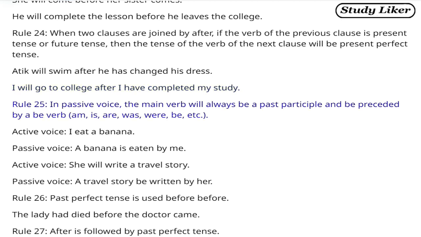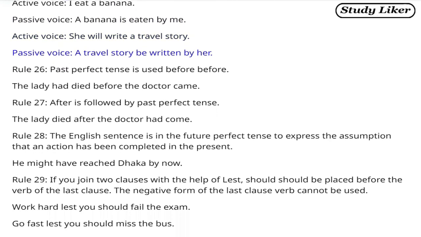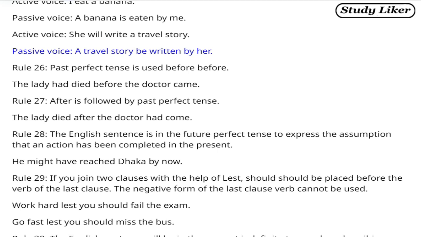Rule 25, in passive voice, the main verb will always be a past participle and be preceded by a be verb: am, is, are, was, were, be, etc. Active voice: I eat a banana. Passive voice: A banana is eaten by me. Active voice: She will write a travel story. Passive voice: A travel story will be written by her.